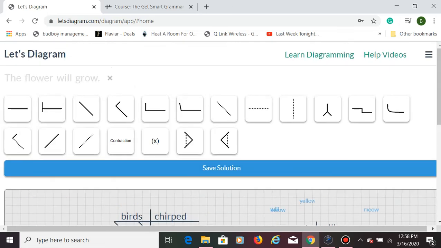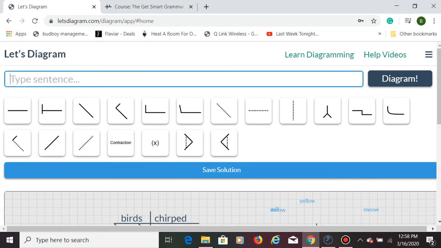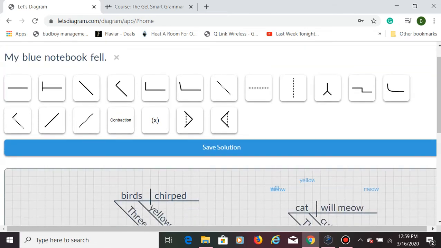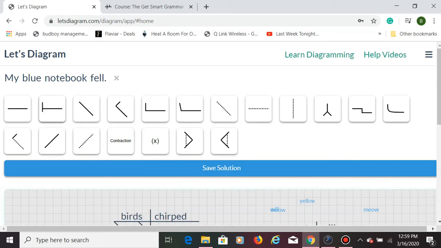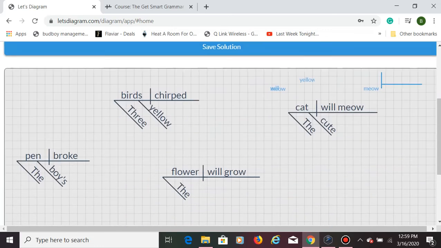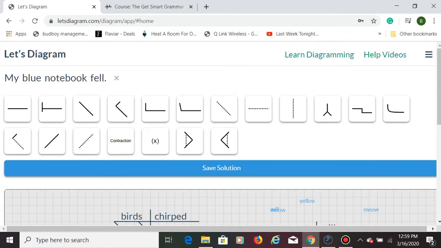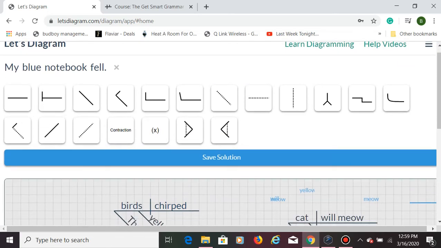And for the last one, number 5 from your homework is my blue notebook fell. So let's diagram this one. Real quickly, we need our stuff for our cross, so we make a cross on our paper.